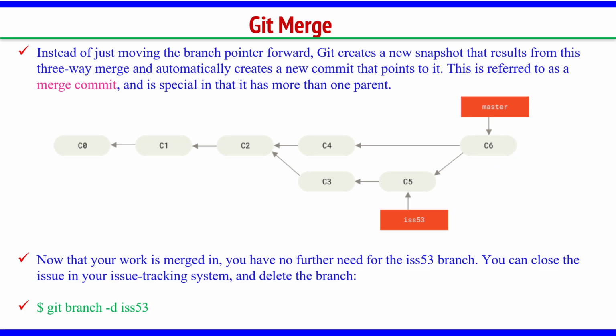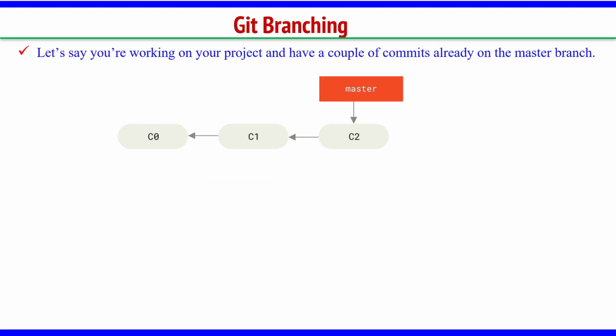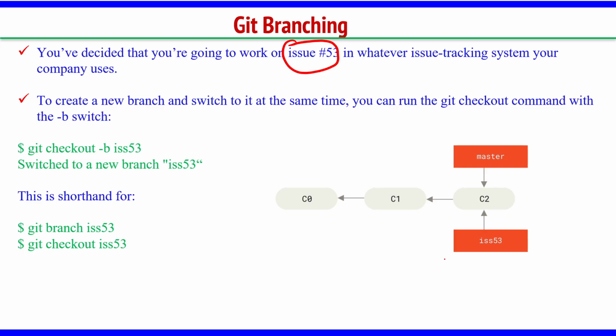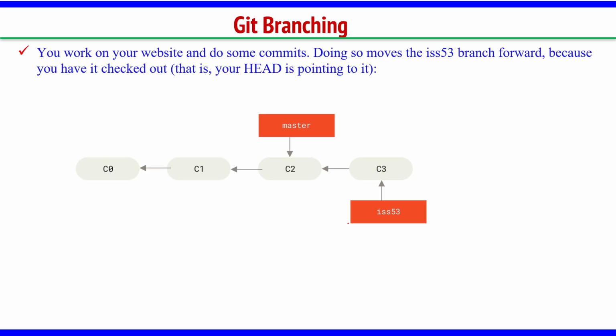Okay. So, if you quickly summarize, I will quickly summarize what we have seen. I already have a main line, I got a new requirement, that is issue number 53. What I did? I created a sub branch for that issue number 53 and I made a small commit. Okay. That is not merged with the main line. The C3 is not merged with the main line.